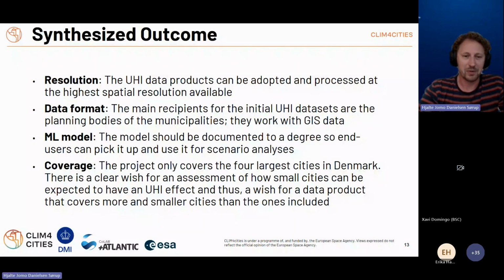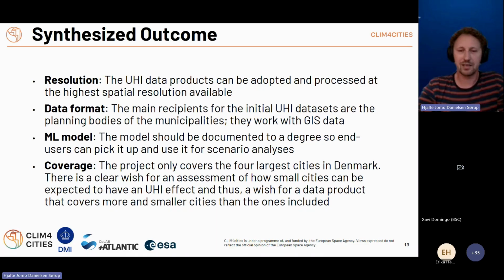And then the last one is about coverage. Our project focused on the 4 largest cities in Denmark. Everyone we talked to so far expects there is an urban heat island effect in these 4 cities because they have a size where it makes sense. And a lot of the questions we got were, okay, but how small can cities be and still have an effect that we should take into account? So there's a strong wish for doing something further than what the project is doing, and focusing on, okay, for how small cities can we actually expect there to be an effect of this.